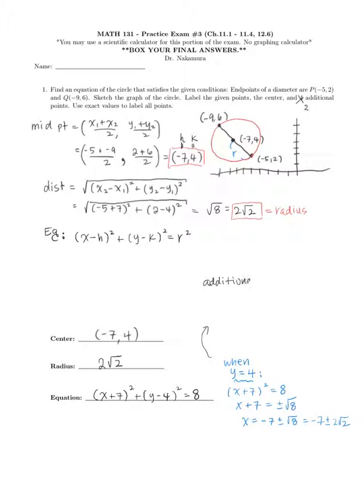Additional points. It looks like when x is negative 7 plus 2 root 2, comma, 4, and negative 7 minus 2 root 2, comma, 4.